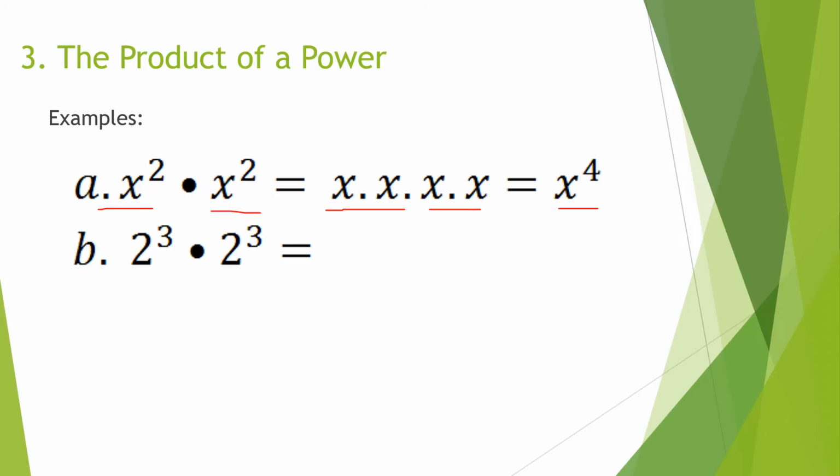Okay, so here is example B. We are also multiplying 2 cubed times 2 cubed. So let us expand them, and we will have 2 times 2 times 2 times 2 times 2 times 2. And when we simplify that, we will obtain 2 raised to 6. So what is your observation based on these two examples?